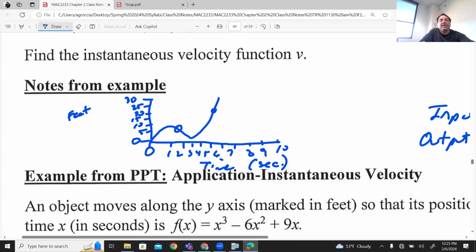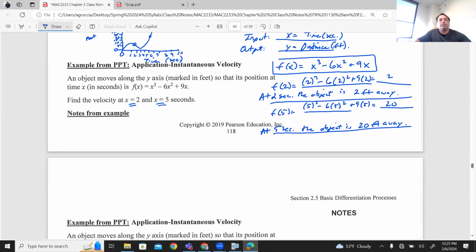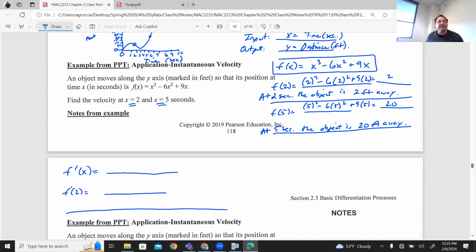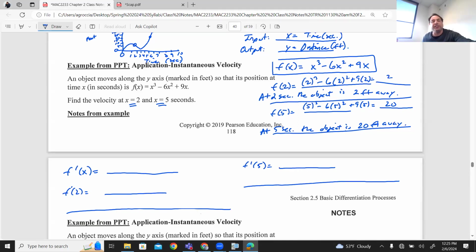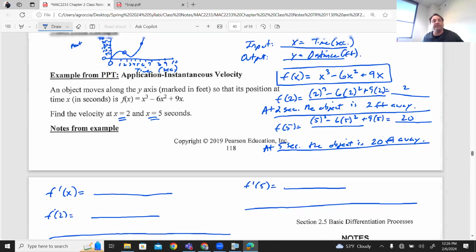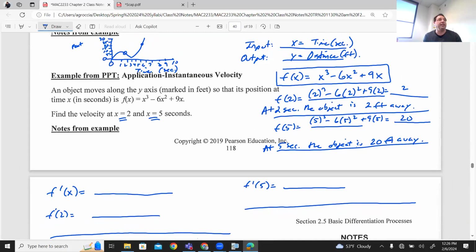Now you're like, this is all review. You're totally right. Now what we're going to do is I would like you to take the derivative of that function, find the derivative, and then I want you to plug in 2 to that derivative, explain that in a sentence, plug in 5 to that derivative, and put that in a sentence, because now we're doing derivatives. We're not plugging into the original. Now we're doing derivatives. So I want to know what the heck a derivative is telling me about that object.